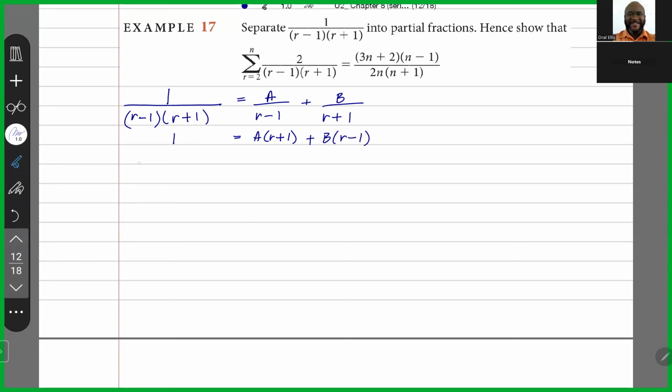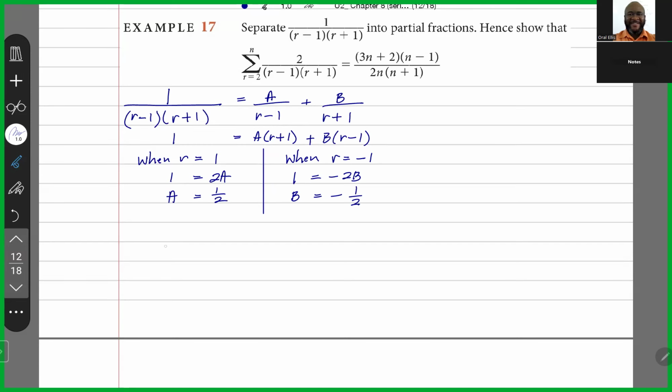Then I'm going to say when r is equal to, let us say, 1, we're going to get 1 is equal to 2A, and so A is equal to a half. Now, when r is equal to minus 1, we get 1 is equal to minus 2B, and so B is equal to minus a half.